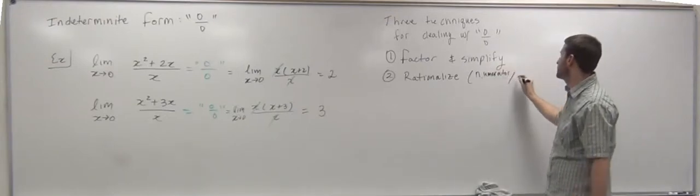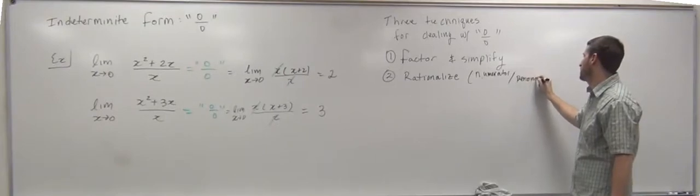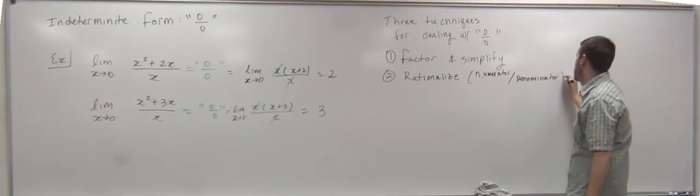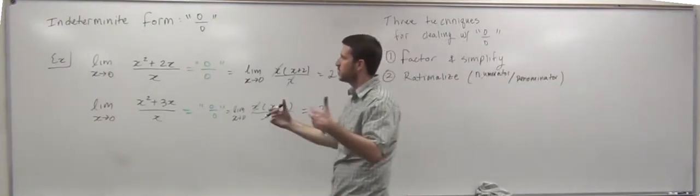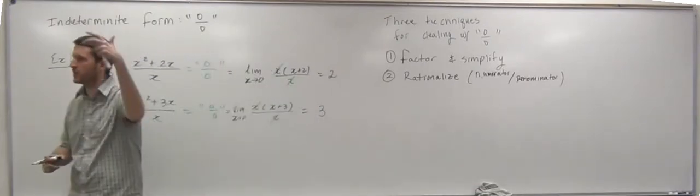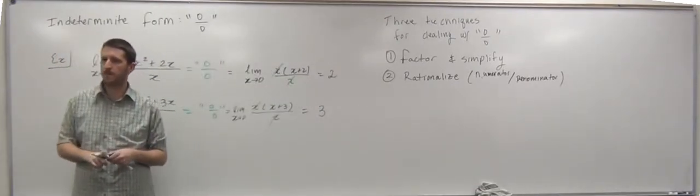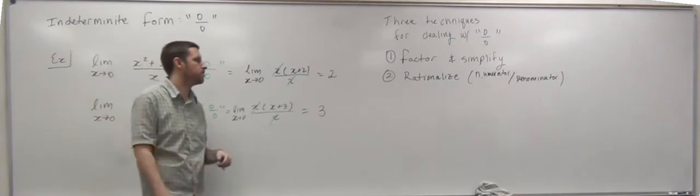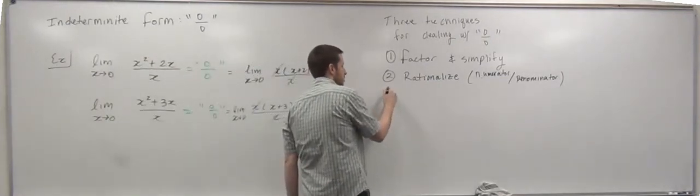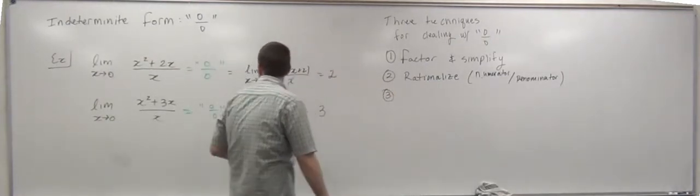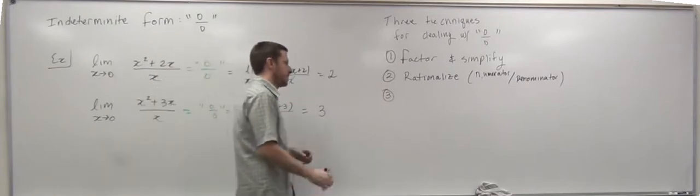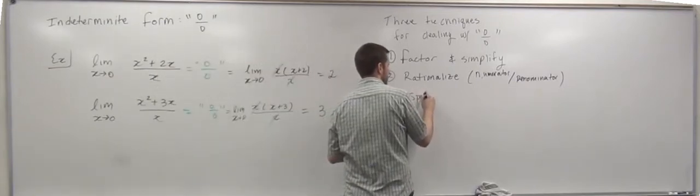Do you know what rationalizing means? So rationalizing means multiplying by the conjugate so you can get rid of the root in the top or the bottom. So I'll do an example of that. Then the third situation, where you get 0 over 0, are special trig limits.